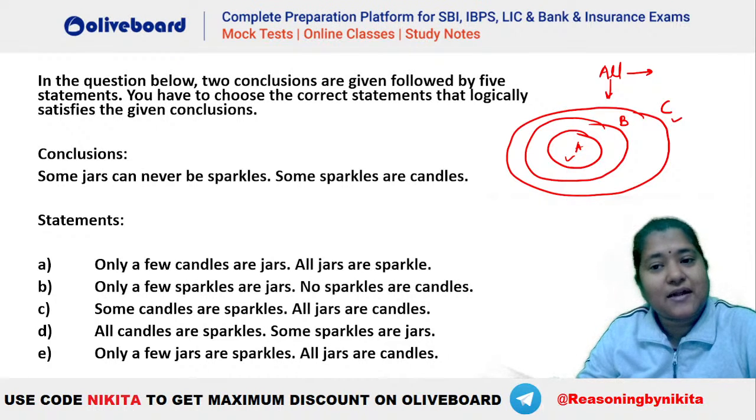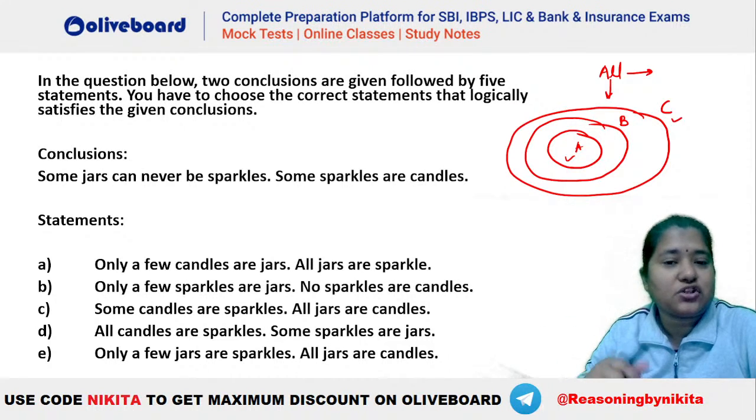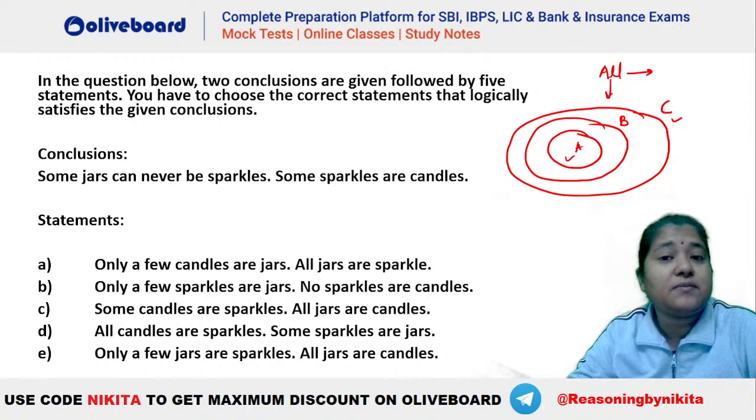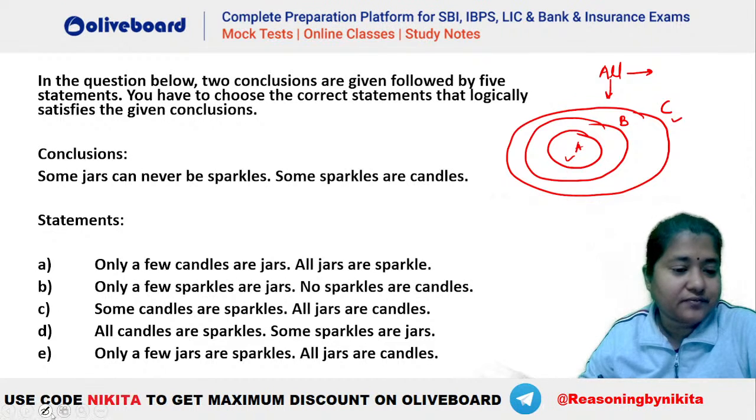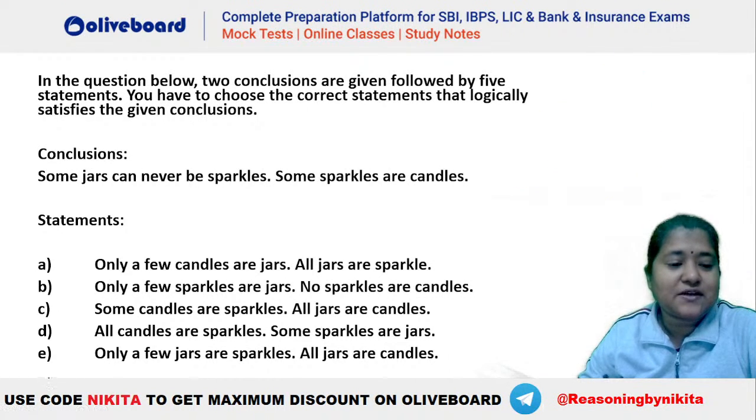So possibility की बात नहीं कर रहे. If it is a definite conclusion, that is, all is given as a definite conclusion, then you should have minimum two alls in the set of statement. Okay, that has to be important. Okay, chalo, let's check this particular question out.